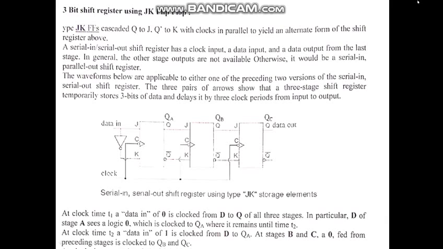The waveform below is applicable to either version of the serial input serial output shift register. There are 3 pairs of arrows to show the 3 stages of a shift register, with temporary storage of 3 bits of data, delaying it by 3 clock periods from input to output. At clock time T0, a data in of 0 is clocked from D to Q in all 3 stages, in particular the D input of stage A is logic 0, which is clocked to QA.